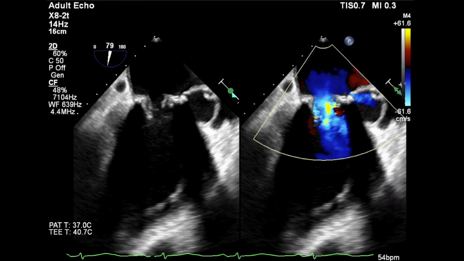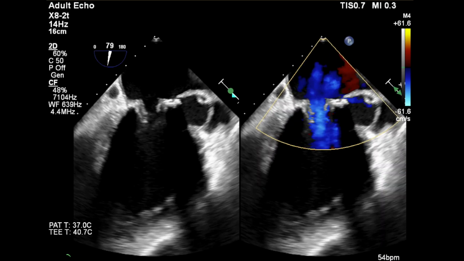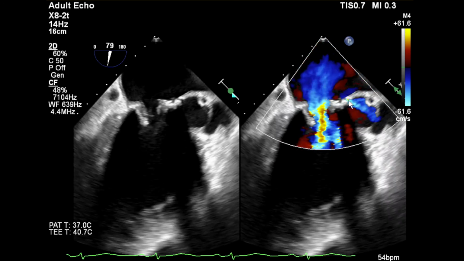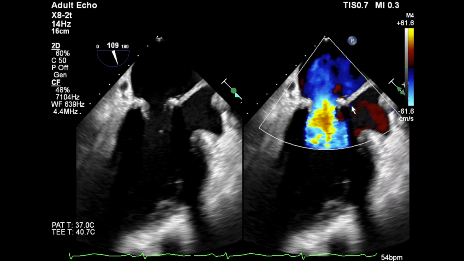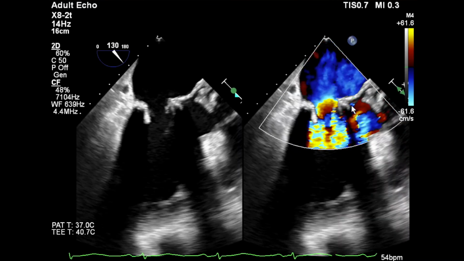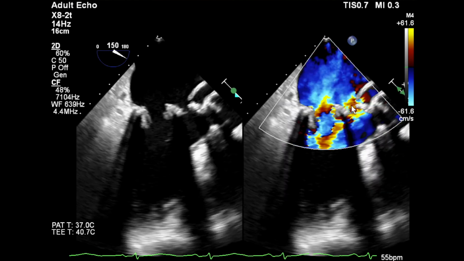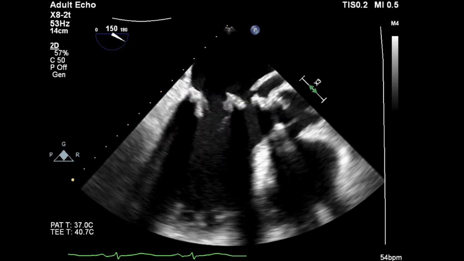So it looks like there's actually a jet, not from the valve itself, but in fact from a lesion at the sewing ring edge of the valve. So as you know, this patient has had both tissue AVR, MVR, and also had a root abscess and ended up having a pericardial patch as well.